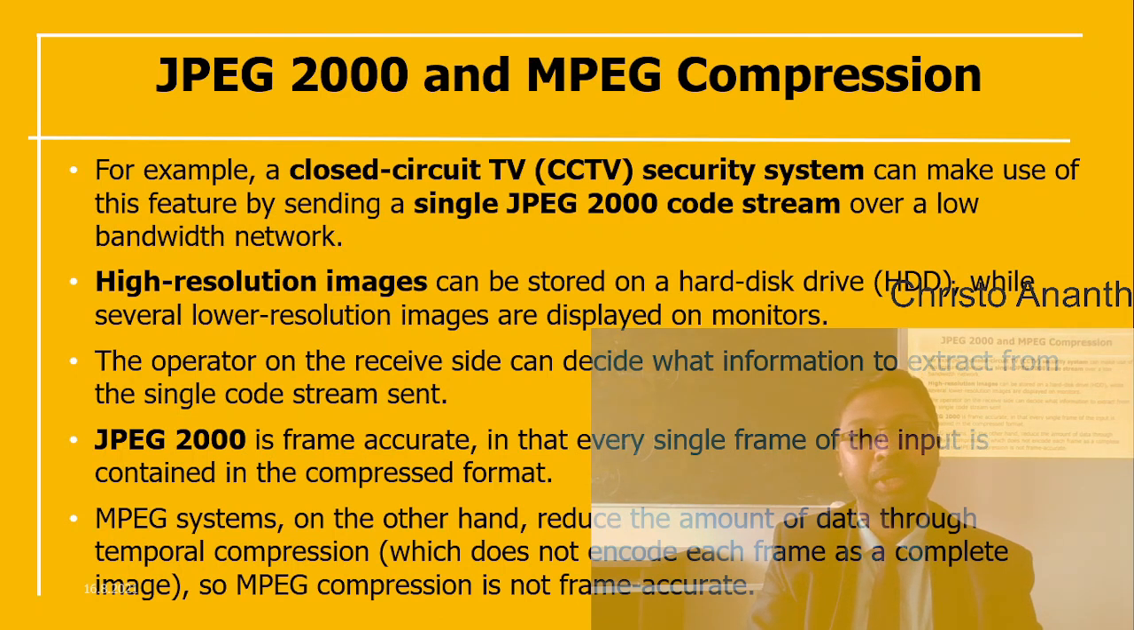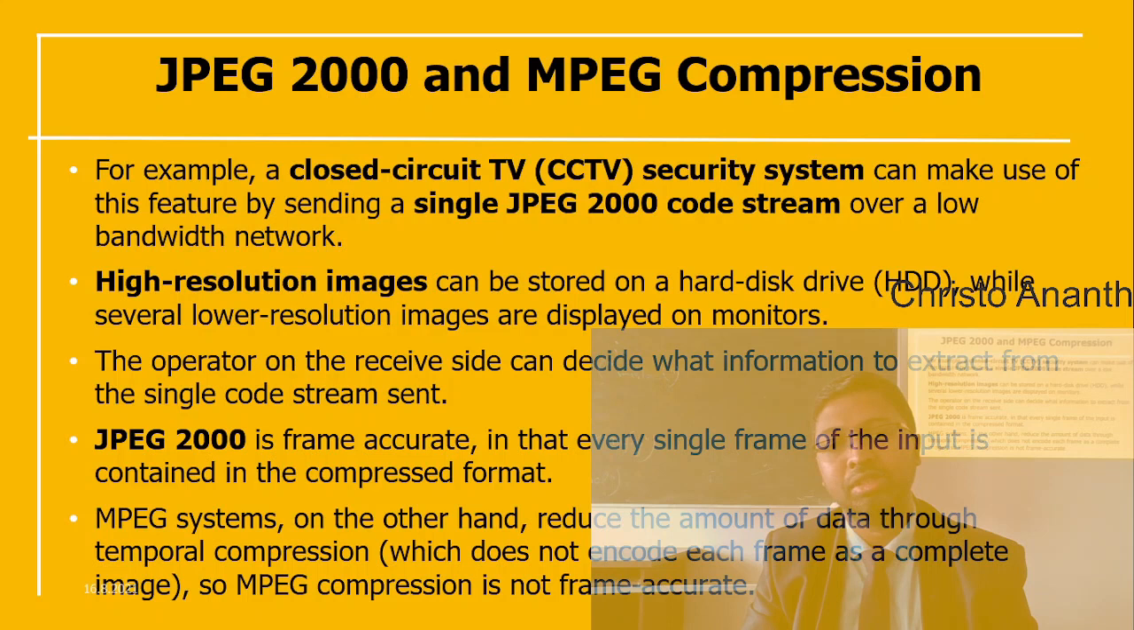Then you'll have JPEG 2000 and MPEG compression. For example, a CCTV, closed circuit TV security system, makes use of this feature by sending a single JPEG 2000 code stream over a lower bandwidth network. Higher resolution images can be stored on the hard disk drive, while several lower resolution images are displayed on the monitors. So here the operator on the receiver side can decide what information to extract from the single code stream which is sent. JPEG 2000 is frame accurate, which means that every single frame of the input is contained in the compressed format.